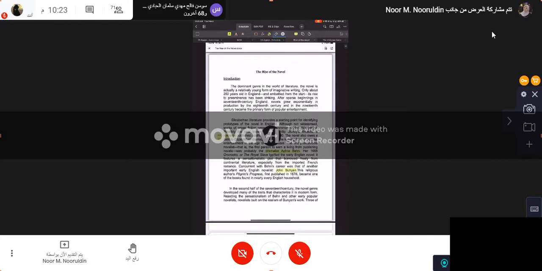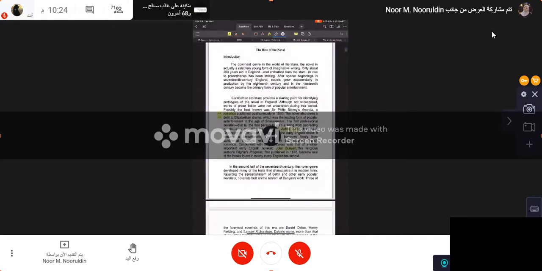Good. So first we'll start with the introduction. I'll start to read the first few paragraphs and later on you will help me to read with me. The dominant genre in the world of literature, the novel, is actually a relatively young form of imaginative writing. Only about 250 years old in England, and embattled from the start, its rise to preeminence has been striking. After sparse beginnings in 17th century England, novels grew exponentially in production by the 18th century, and in the 19th century became the primary form of popular entertainment.